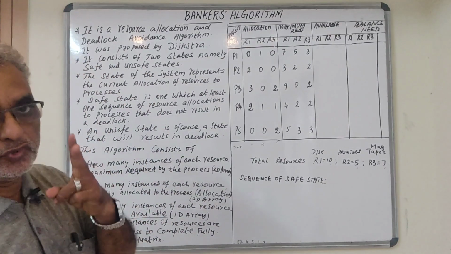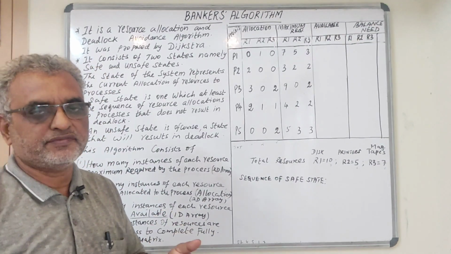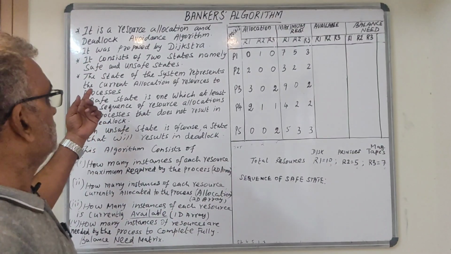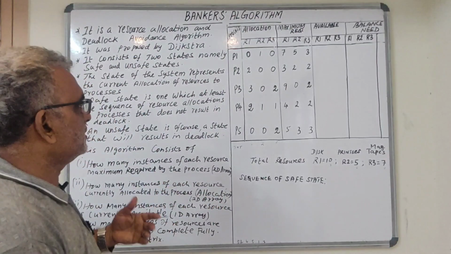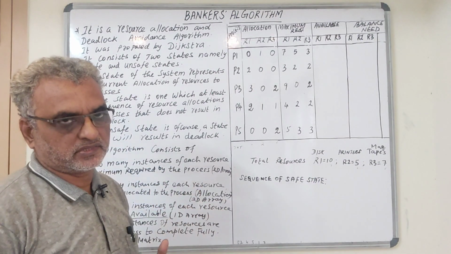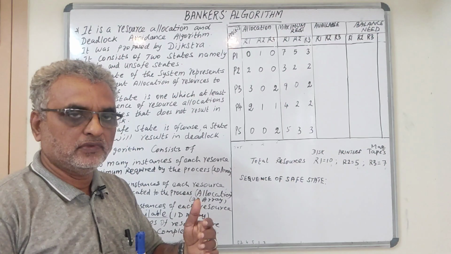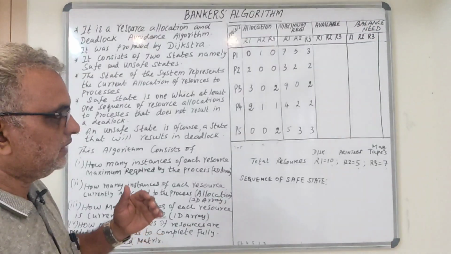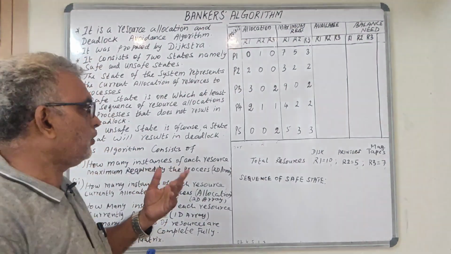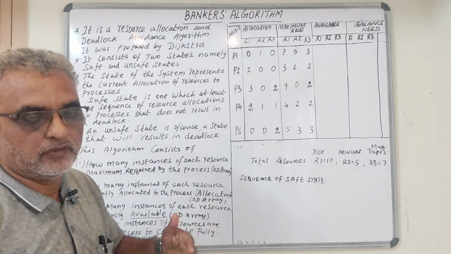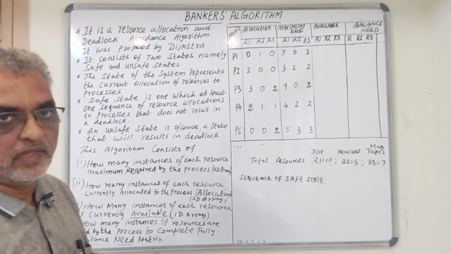It consists of two states, namely safe state and unsafe state. The state of the system represents the current allocation of resources to the processes. If we allocate the resources with the help of the safe state, definitely we can avoid the deadlock. If we don't follow the safe state, if we follow the unsafe state, definitely it results in deadlock.